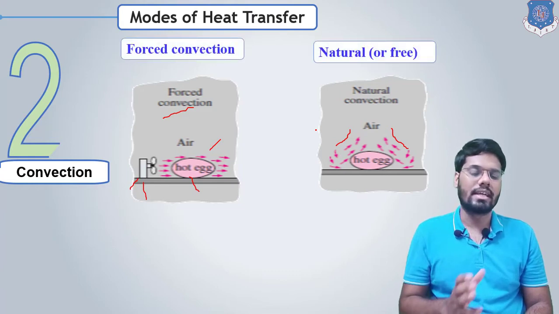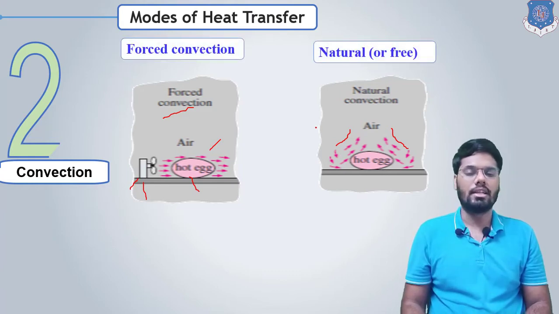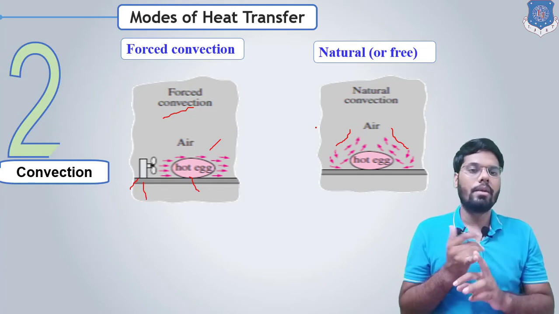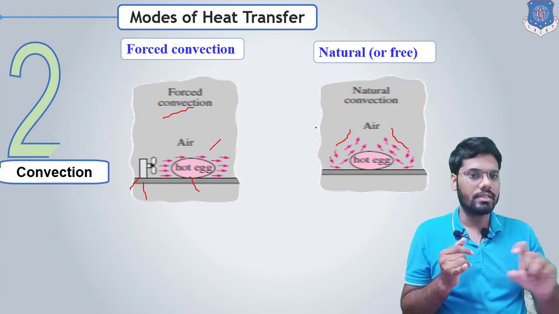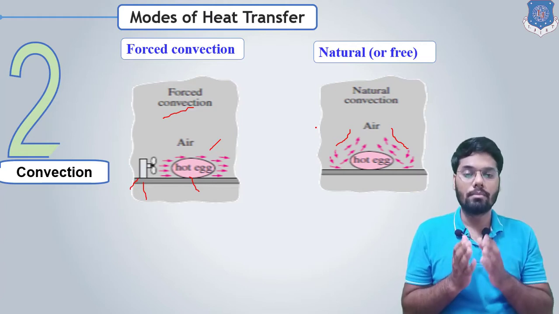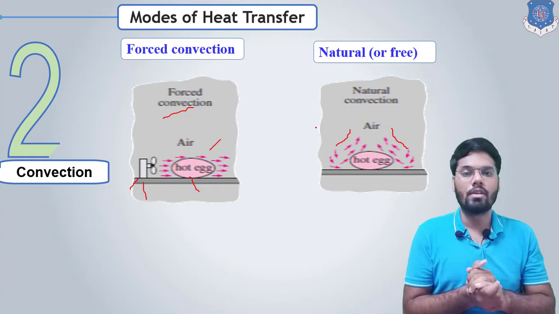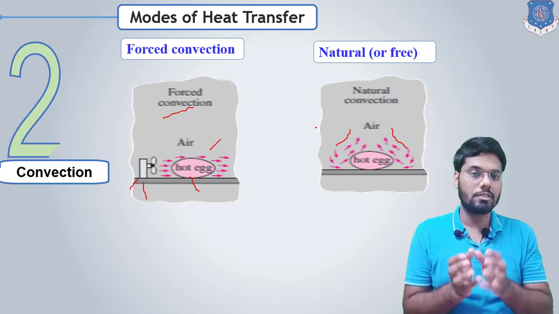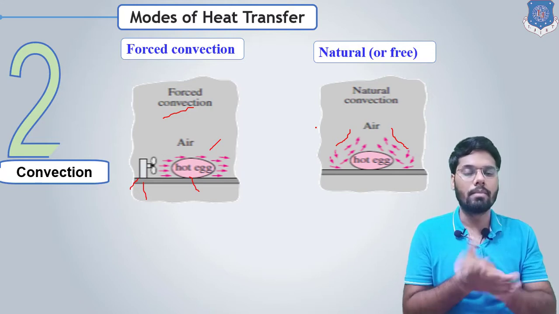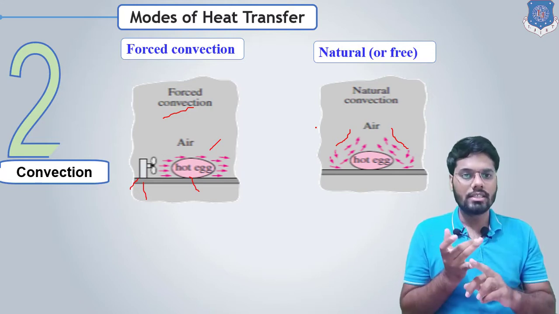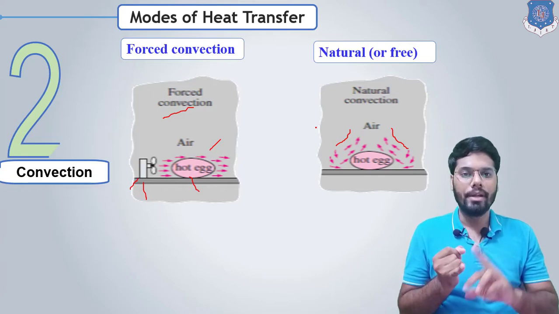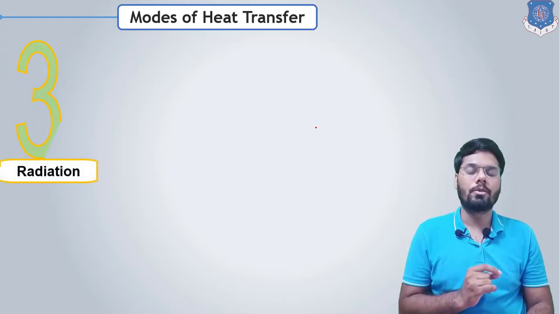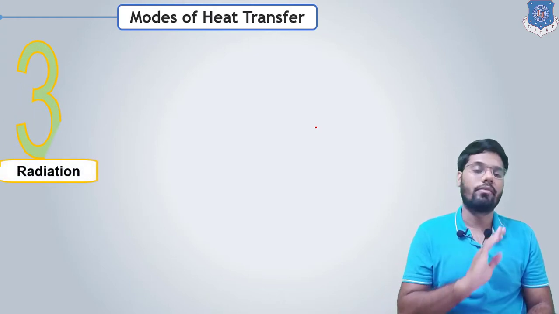First is forced convection, second is free convection, or we can say natural convection. In conduction and convection we require a medium. Conduction happens within the solid, so there must be atoms or free electrons for the conduction mode of heat transfer. For convection there must be a flow of fluid and a solid boundary. So for conduction and convection we require a particular medium, but radiation, the third mode of heat transfer, is very different from conduction and convection.